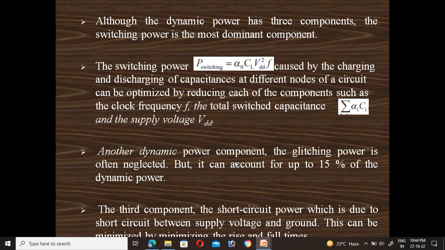Another dynamic power component is glitching power, which is often neglected, but it can account for up to 15% of the dynamic power. The third component is short circuit power dissipation. It is due to the short circuit between the supply voltage and ground. This can be minimized by controlling the rise and fall times of the circuit.